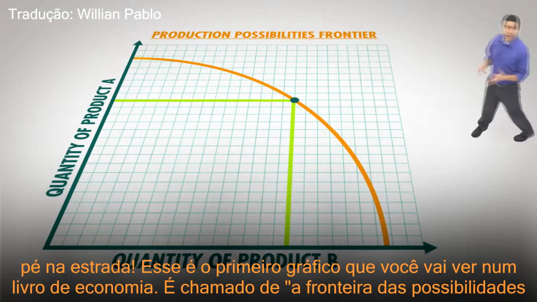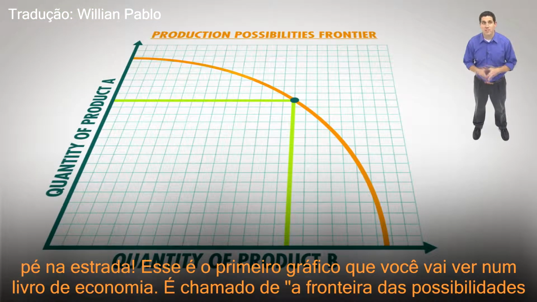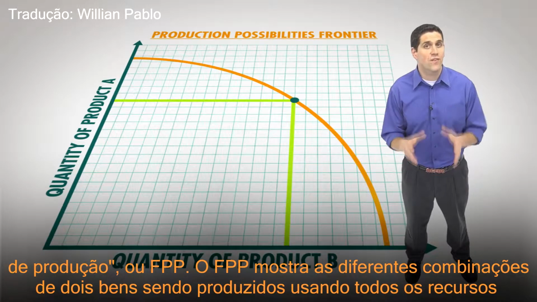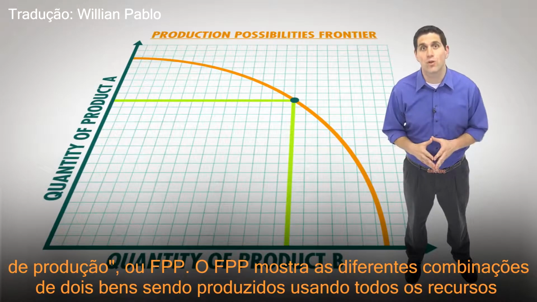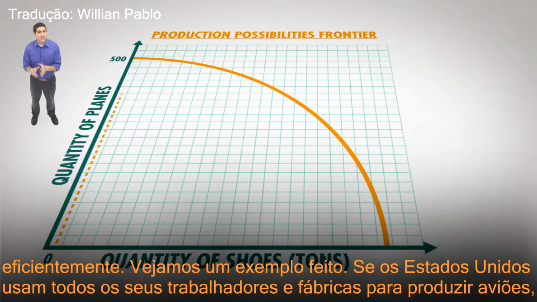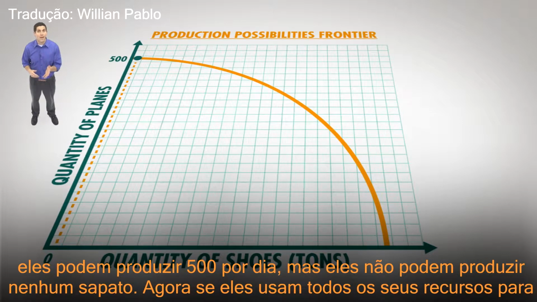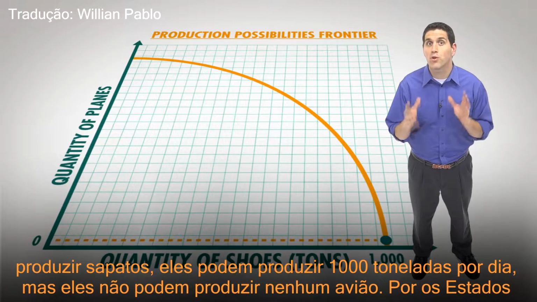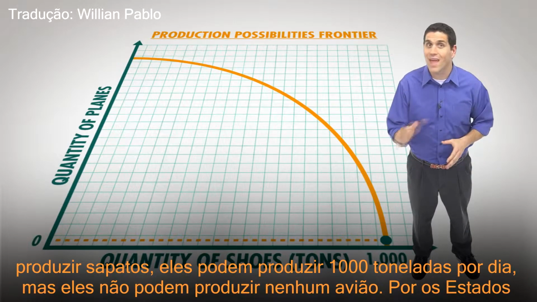Now, this is the first graph you'll see in an economics textbook. It's called the Production Possibilities Frontier, or PPF. The PPF shows the different combinations of two goods being produced using all resources efficiently. Now, here's a made-up example. If the United States uses all of its workers and factories to produce airplanes, it can produce 500 per day, but it can't produce any shoes. Now, if they use all their resources to produce shoes, they can produce 1,000 tons per day, but they can't produce any planes.